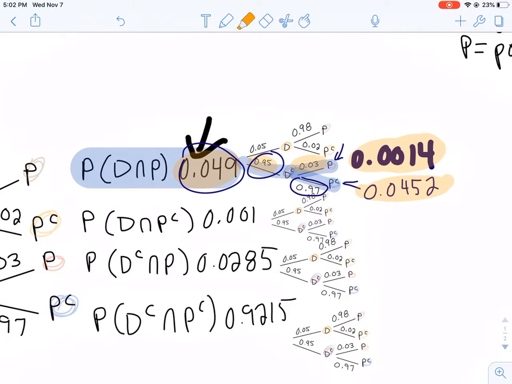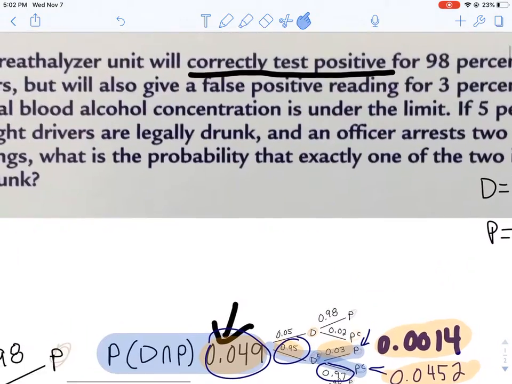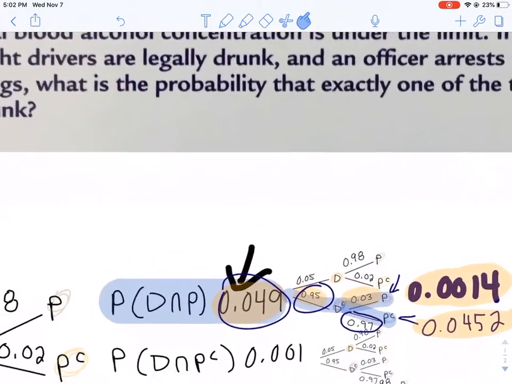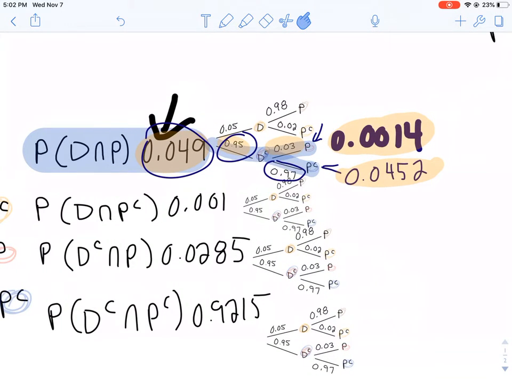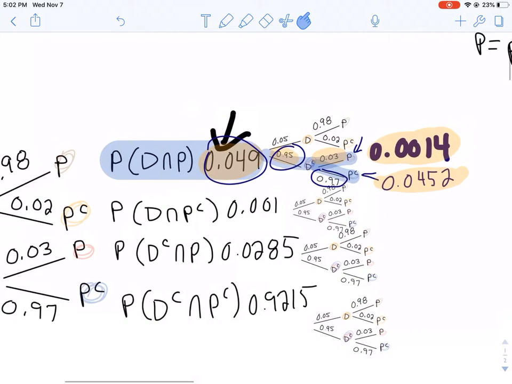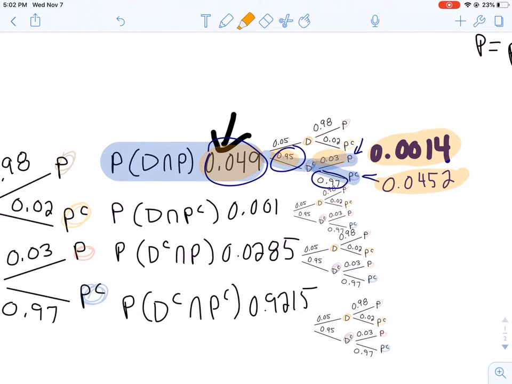I'm done with that. Now I can go down to the second row here, and now it's telling me people who tested positive but were sober the first time. I don't necessarily care about that. All I cared about is, let's see, what's the probability that exactly one of the two is driving legally drunk? I'm only concerned about the people driving legally drunk. So let's find out where these people are. So that's assuming the first one wasn't. Now, let's see, if the first one wasn't guilty, let's see who is guilty the second time. These people are guilty.